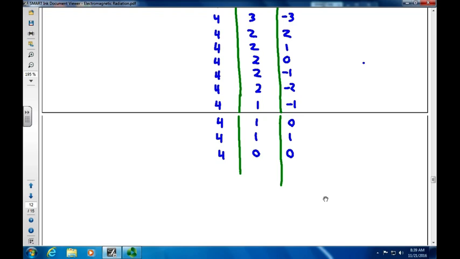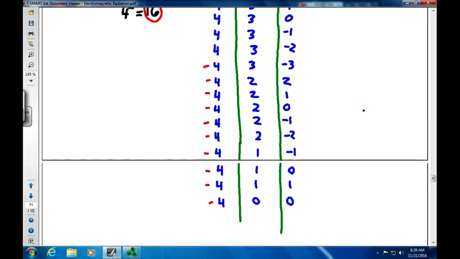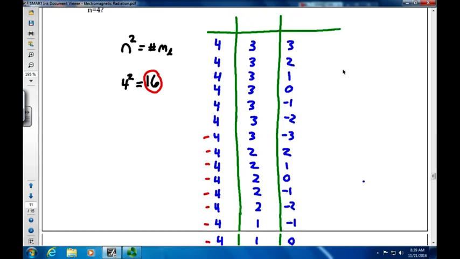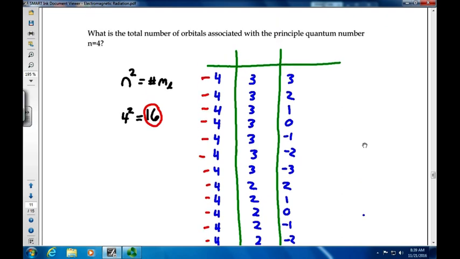So let's count them up. We've got 1, 2, 3, 4, 5, 6, 7, 8, 9, 10, 11, 12, 13, 14, 15, 16, which is exactly what we got when we used our much simpler equation. So definitely keep that equation in mind whenever this comes up on an exam.